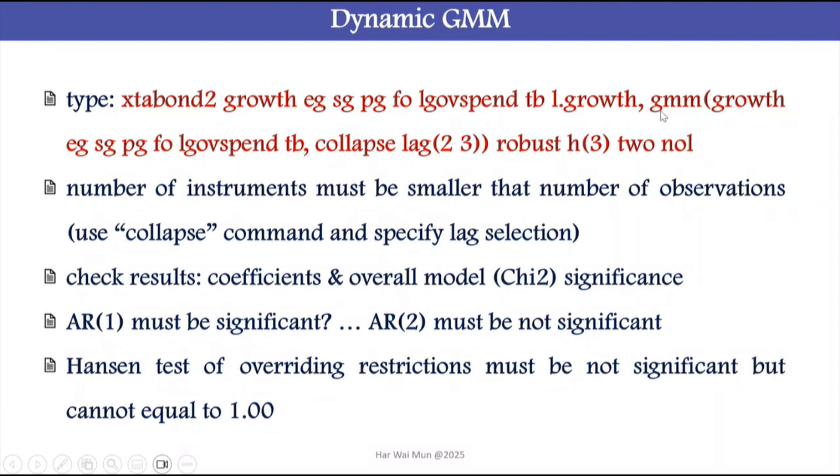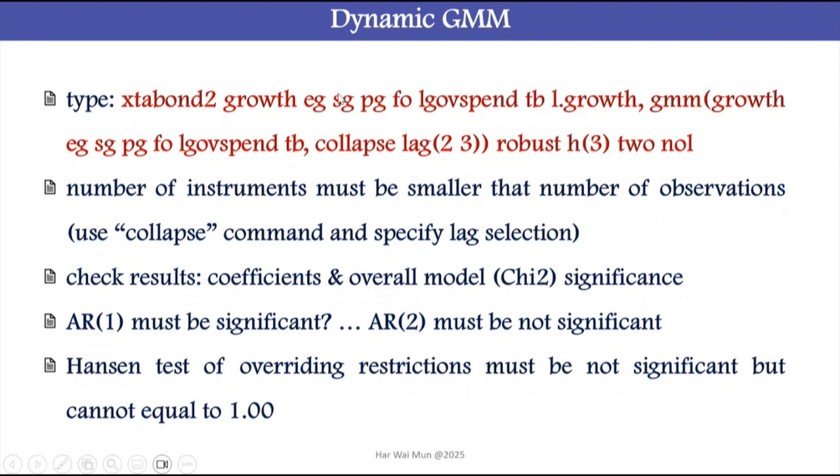Then you put the command gmm. Once you put the command, there is a lot inside the system. People already programmed everything nicely, we just put the command. So gmm, bracket, the same equation again: growth, EG, SG, PG, FO, all the things, bracket back. Until now, it's just putting back the equation. Now, collapse lag 2 3. Ignore the collapse first. Lag 2 3 means we are trying to use lag 2 and lag 3 only. Of course, you can put lag 2 4, lag 2 5. You can put any lag.